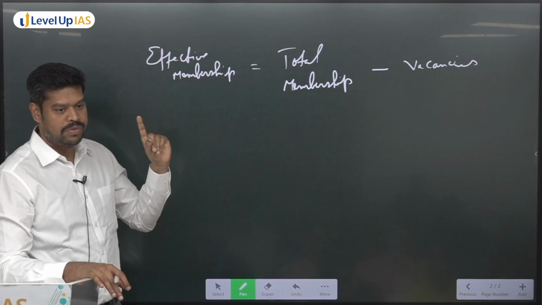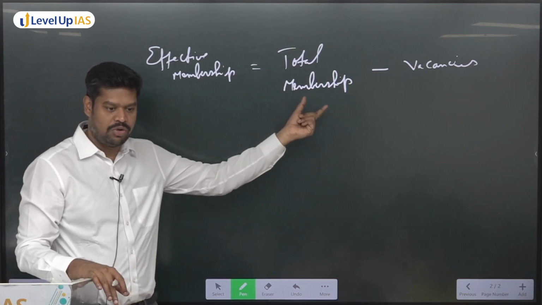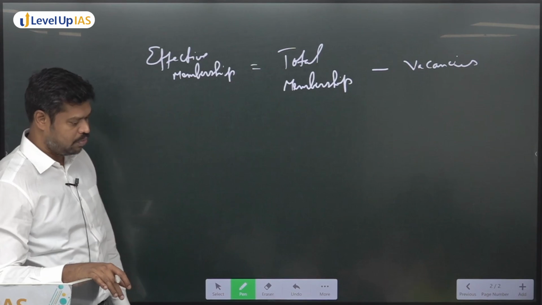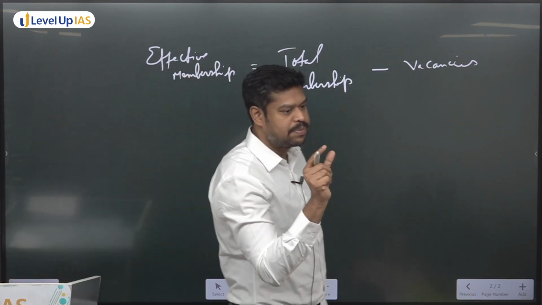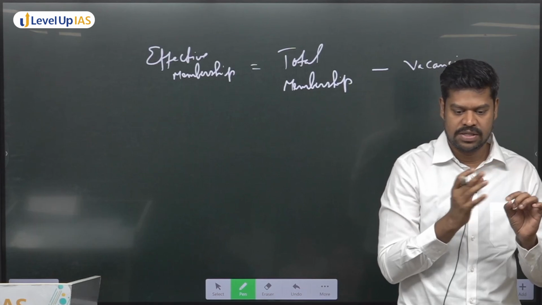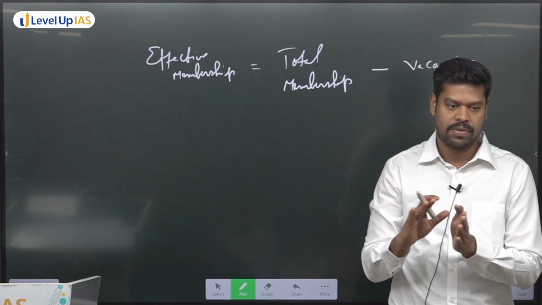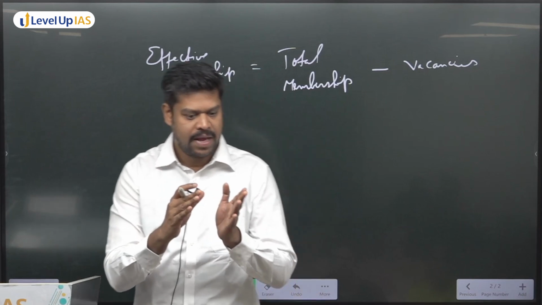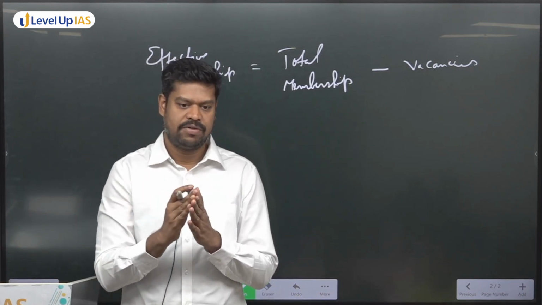And what is effective majority? A majority of the effective membership of the house. So majority of this would give us what is called effective membership. And what is the expression that is given in the constitution? What is the expression that is given for simple majority? It is a majority of members present and voting. And what is the expression that is given in the constitution for absolute majority? The majority of the total membership of the house.